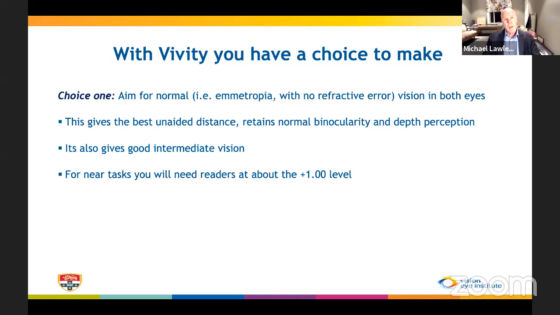Choice one, aim for plano in both eyes. That gives a patient good unaided distance and intermediate vision, but they will wear readers at about a +1 level. Simple, a lot of people will opt for that option.